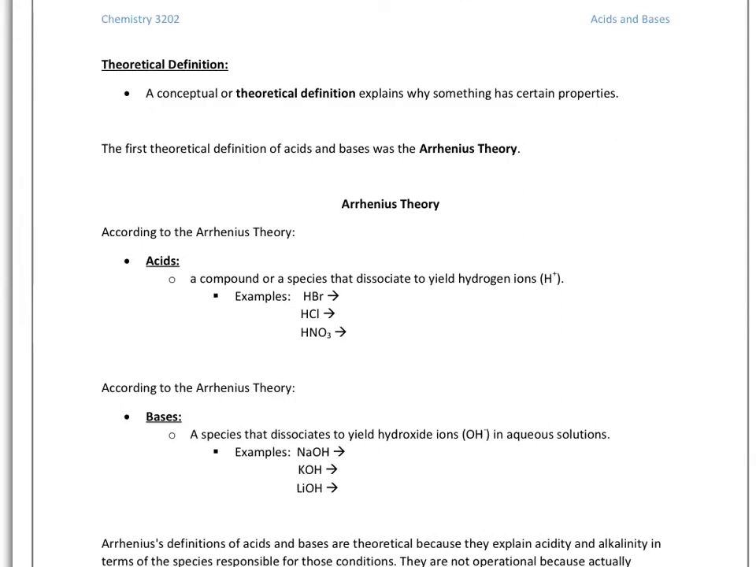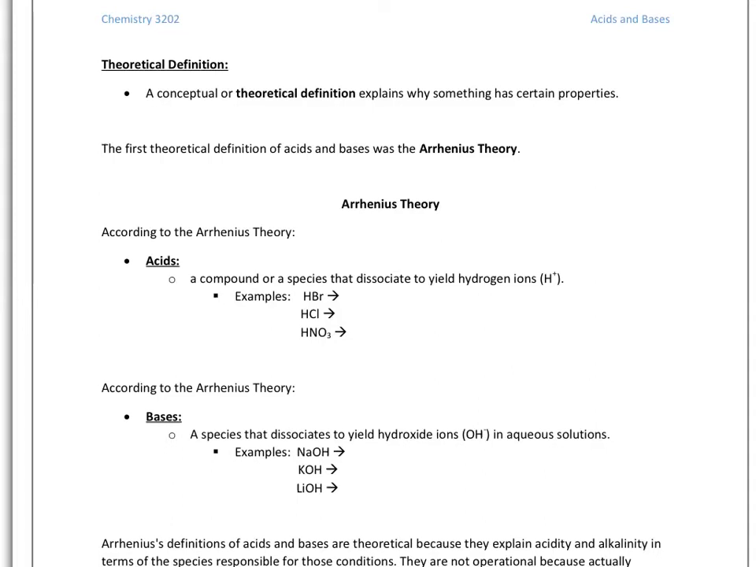A conceptual or theoretical definition explains why something has certain properties. In Chemistry 3202, we will study 3 different types of theoretical definitions. In the IB portion, we'll be introduced to a 4th. The first theoretical definition of acids and bases was the Arrhenius theory.